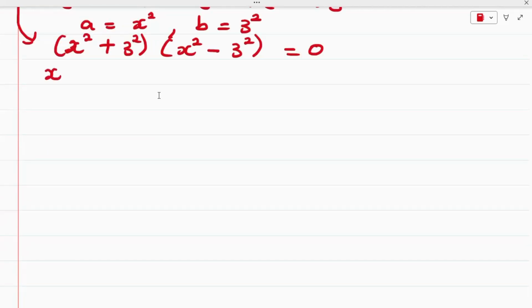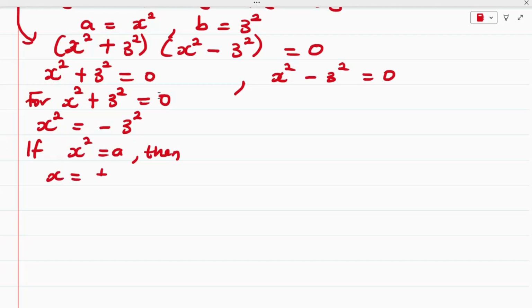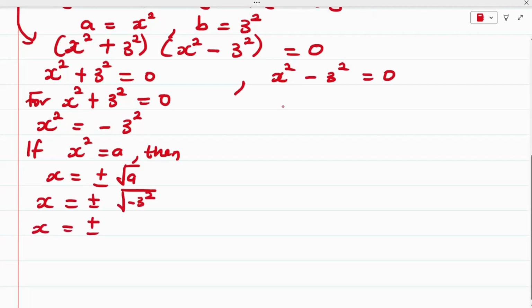So we have that x raised to the power of 2 plus 3 squared is equal to 0 and x squared minus 3 squared is equal to 0. For x squared plus 3 squared equals 0, we have x squared is equal to minus 3 squared. And if x squared is equal to a, then x is equal to plus or minus the square root of a. So from here x is equal to plus or minus the square root of minus 3 squared. So x is equal to plus or minus the square root of 3 squared multiplied by negative 1.